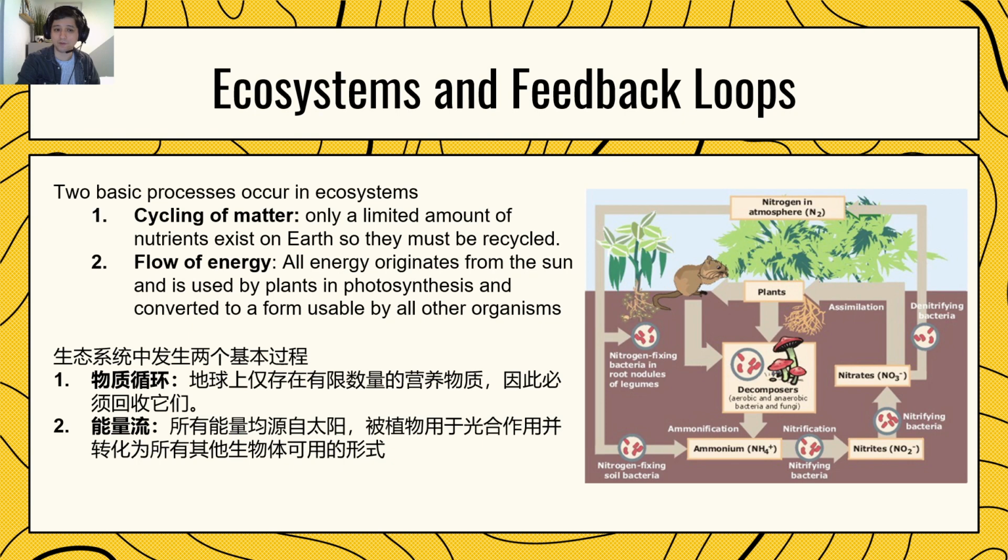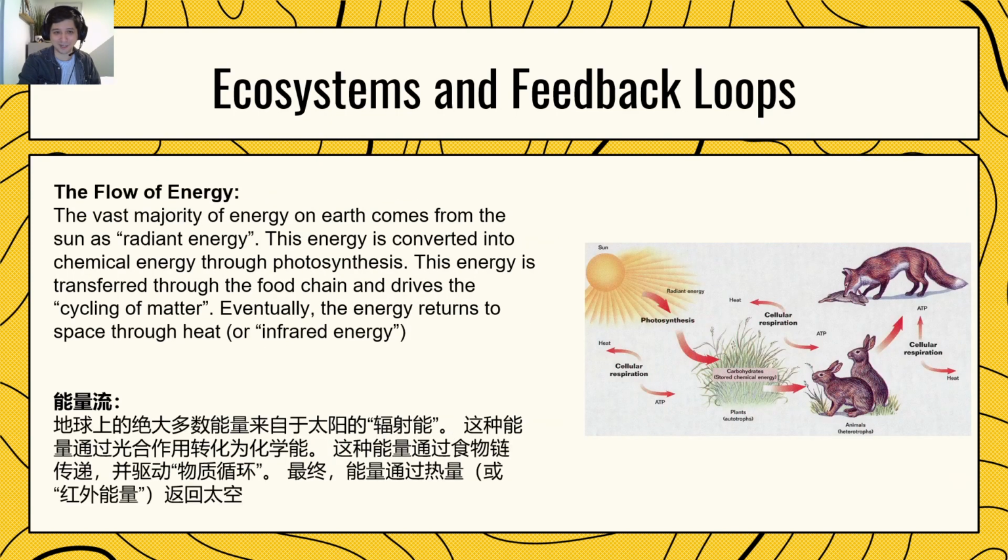It kind of starts with photosynthesis, and then it transfers form in one way or another, in many different ways. But all energy on Earth, more or less, not all, but most, almost all, comes from the sun, right? So to go more into this flow of energy, the vast majority of energy on Earth comes from the sun as radiant energy. So we see this in this picture. That's radiant energy. That's the name for it.